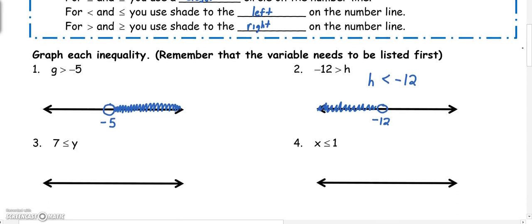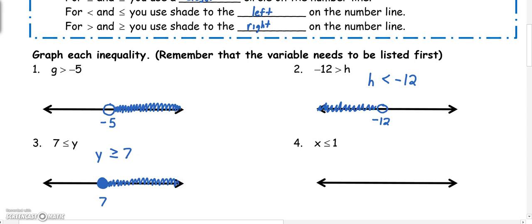Number 3, 7 is less than or equal to y. So again, we need to get our variable first, so y and 7 are going to switch spots, and we're going to flip the direction of our inequality sign. So this time at 7, because there's a bar underneath it, it's going to be a closed circle. We're still going to shade to the right because we are pointing in the right direction.